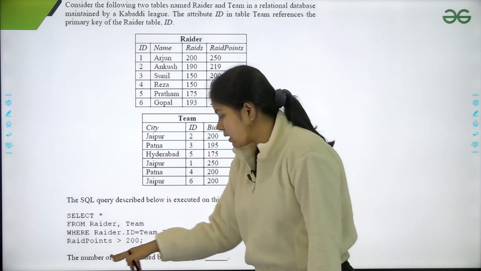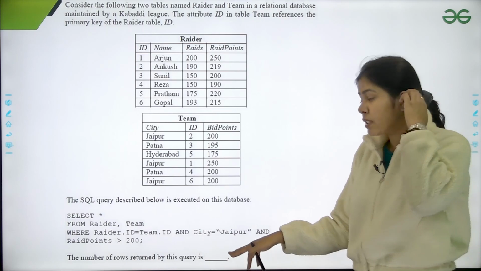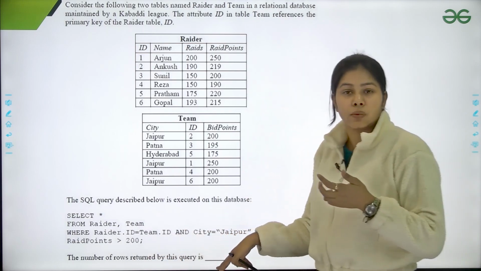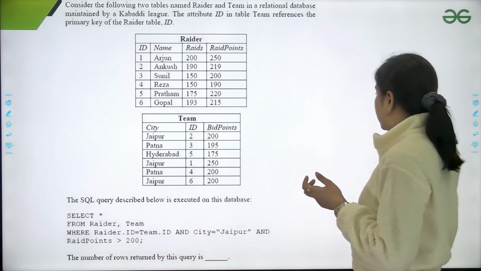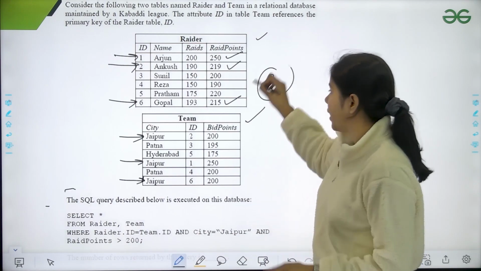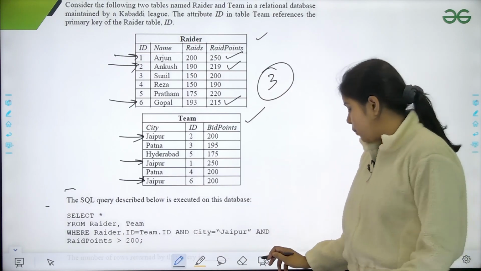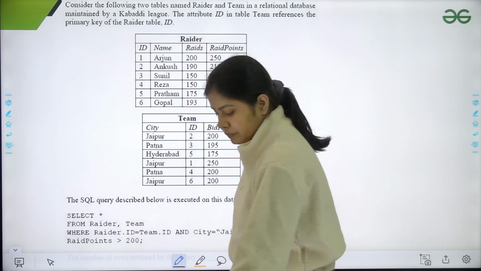So you can see now the complete question. The complete question is the number of rows returned by this query. So the number of rows returned is 3 rows by this query, right? Simple query problem, SQL query problem.